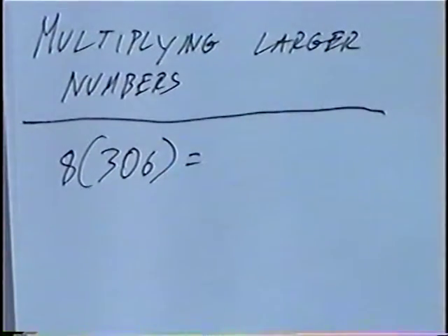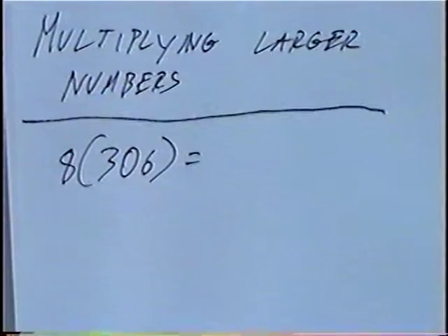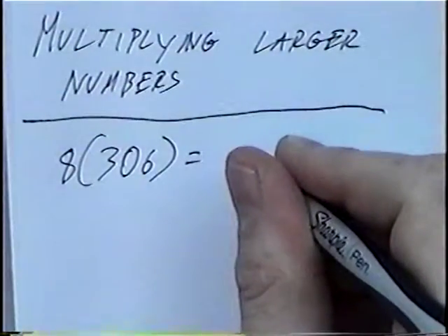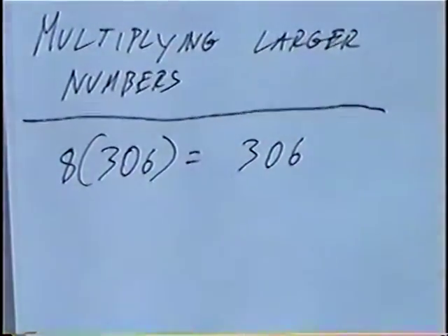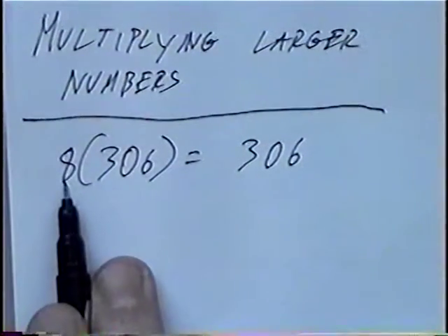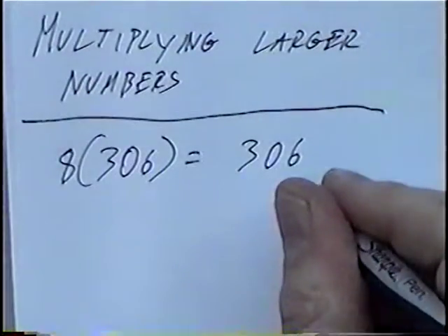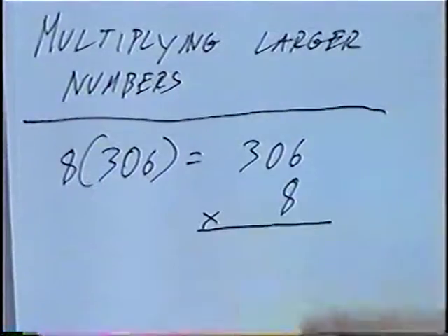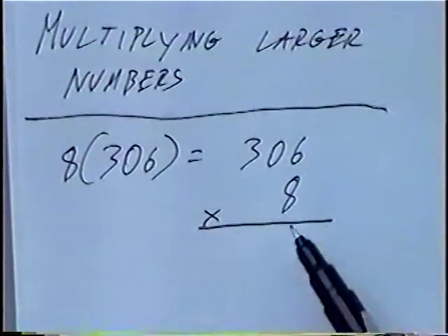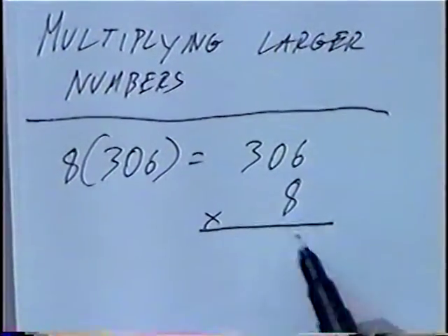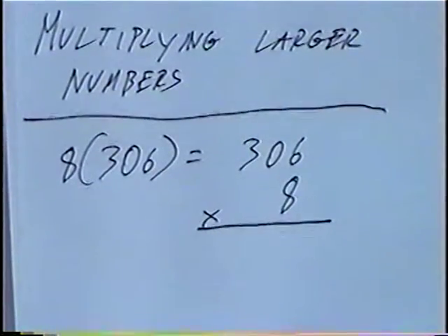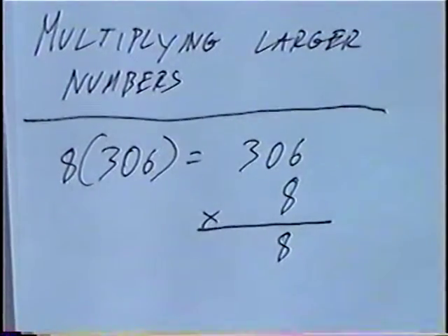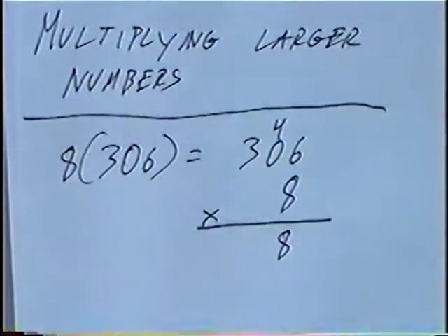To multiply larger numbers, or 2 and 3-digit numbers, the best way is to take the longer number first. 306 has 3 digits, so we'll write that number first. And the number with fewer digits, 8, we'll put underneath 306. To multiply these numbers, we'll multiply 8 times each of the digits. 8 times 6 would be 48. The 8 goes underneath, and the 4 goes above the next number, 0.